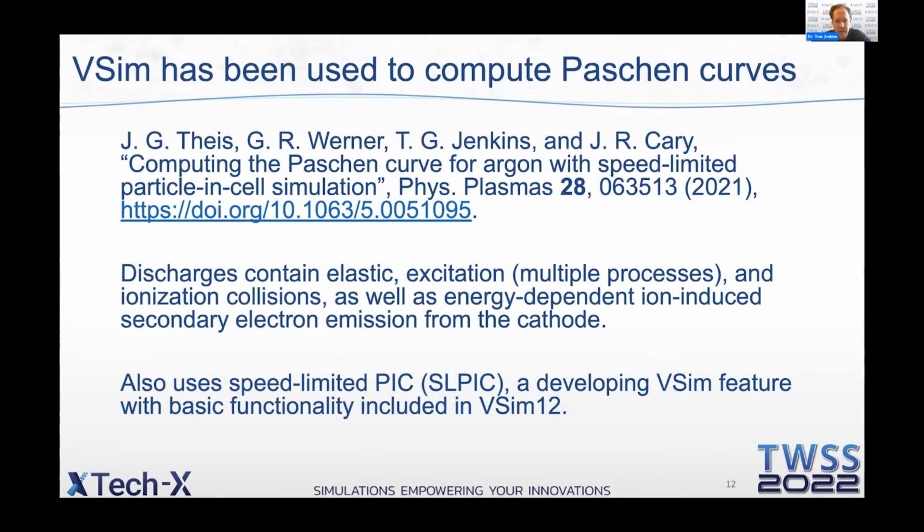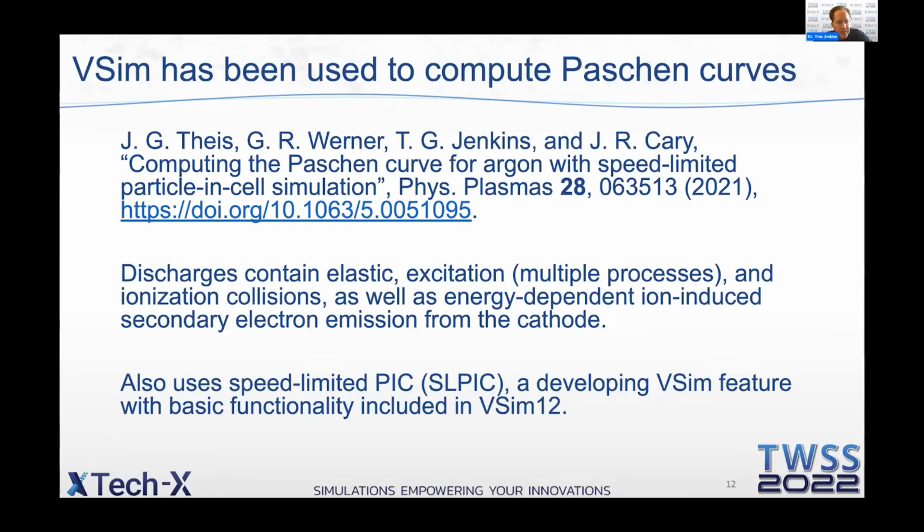That study is covered in this paper, which was published last year. This is Joe Tice, who's a graduate student up the hill at CU. And we were able to use VSim to look at argon Paschen curves, and we were able to successfully compute those curves and get good agreement with experimental data. So these discharges have lots of collisions, elastic, and multiple excitation processes. We get ionization, and then, as I said, we've got energy-dependent secondary electron emission when the ions hit the cathode.